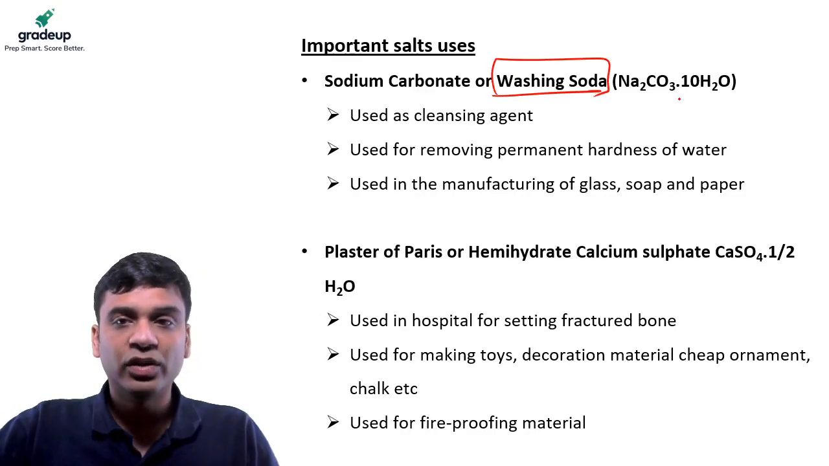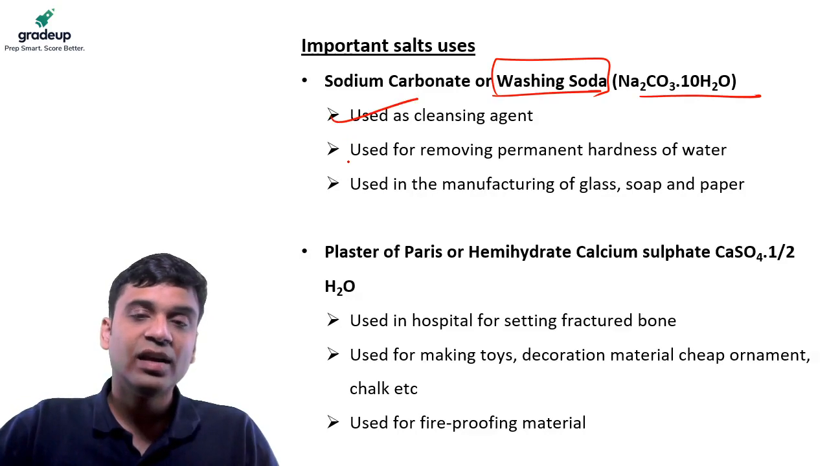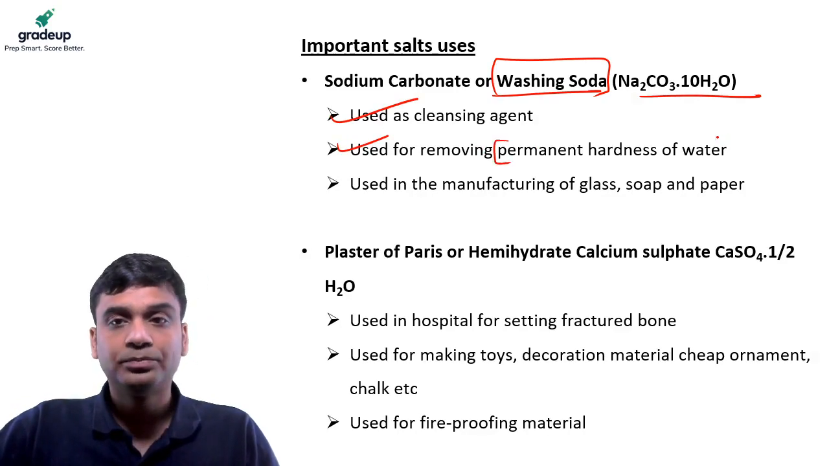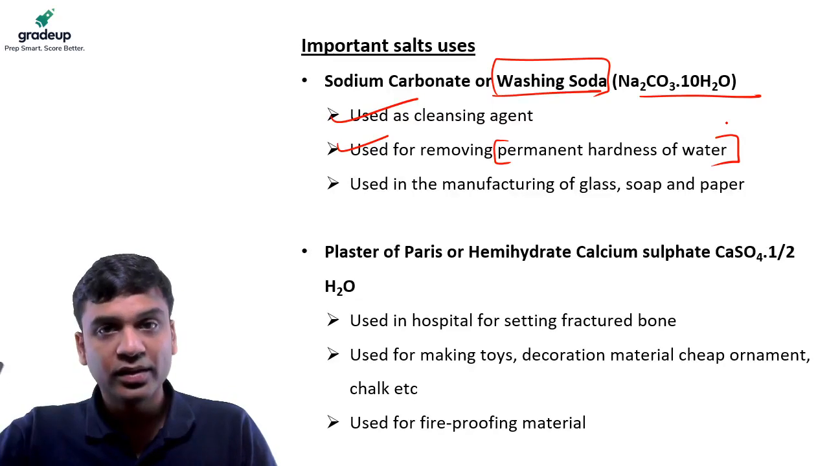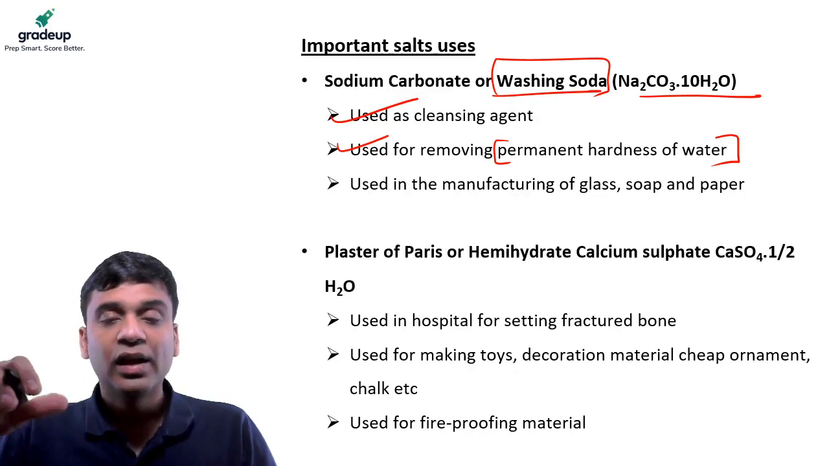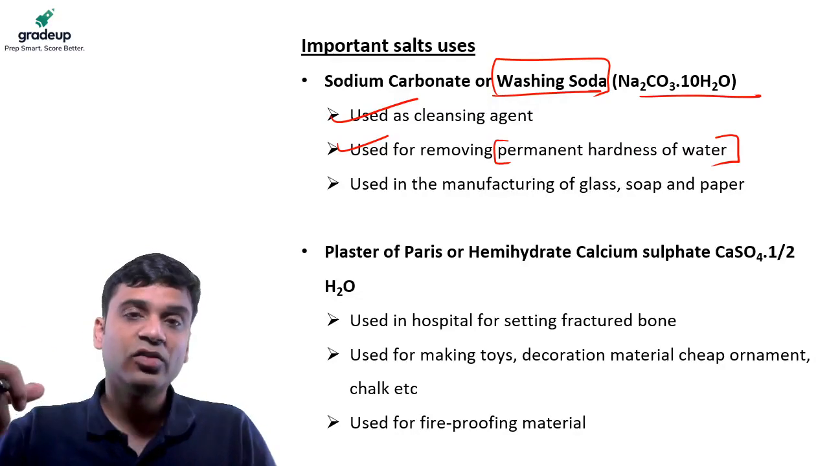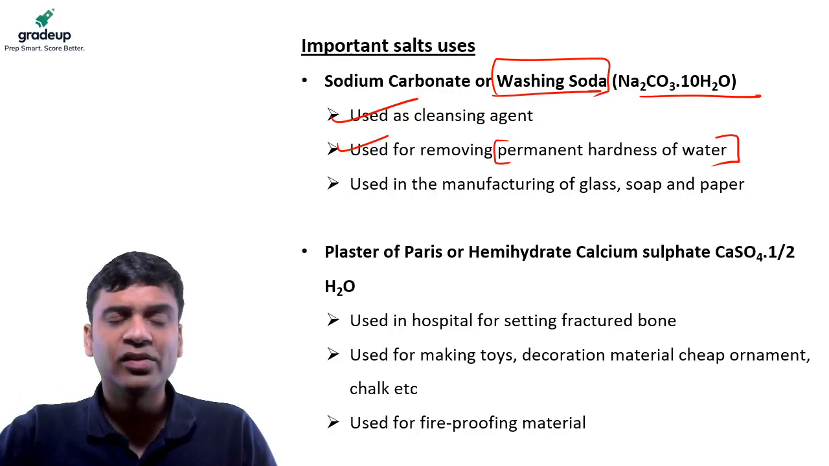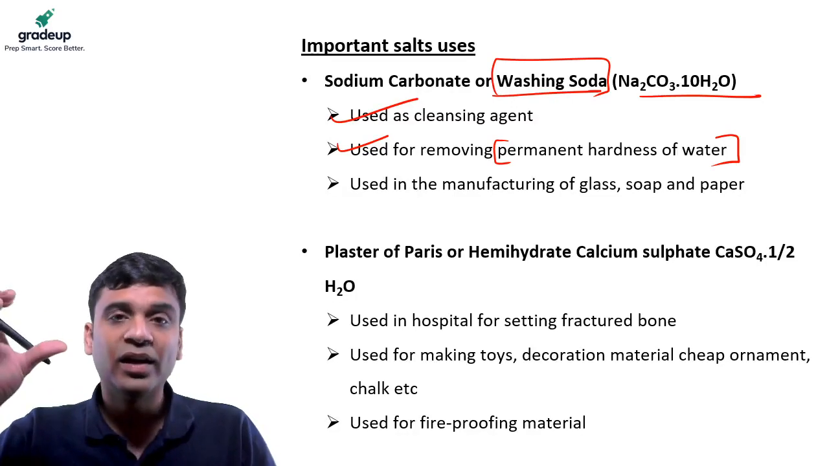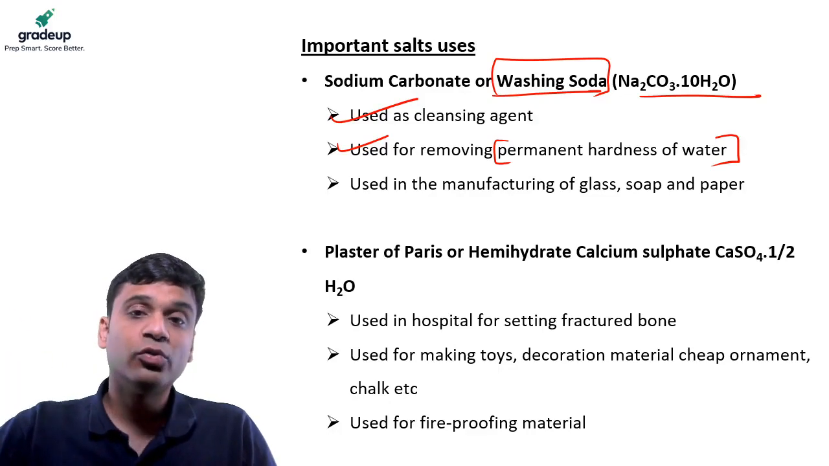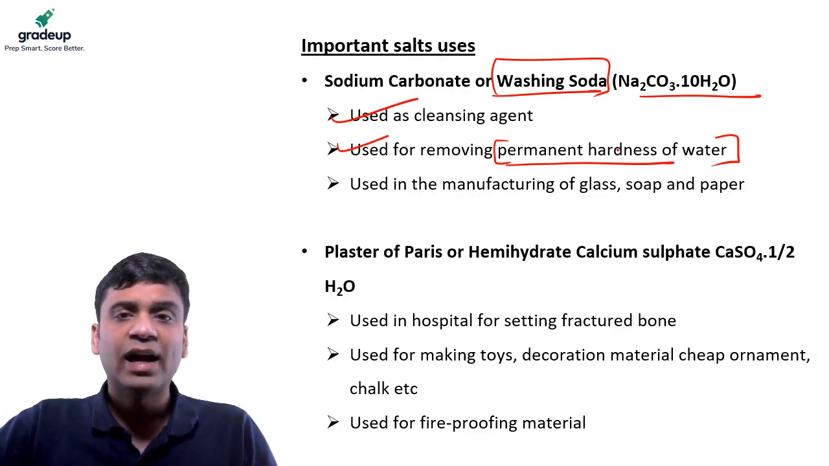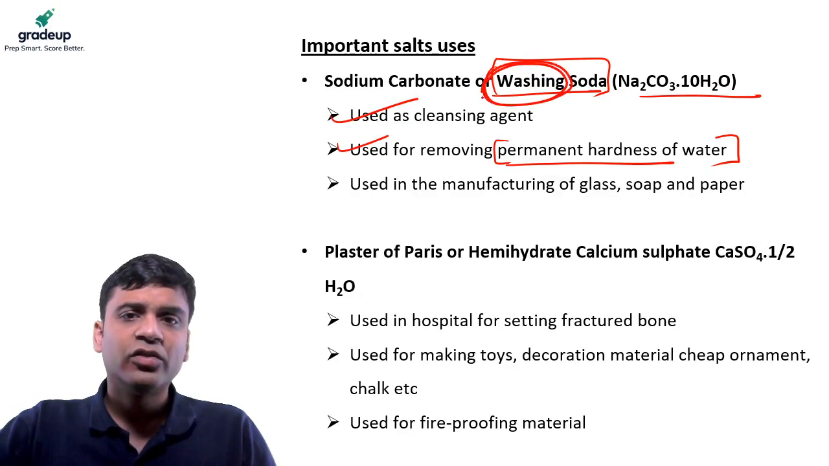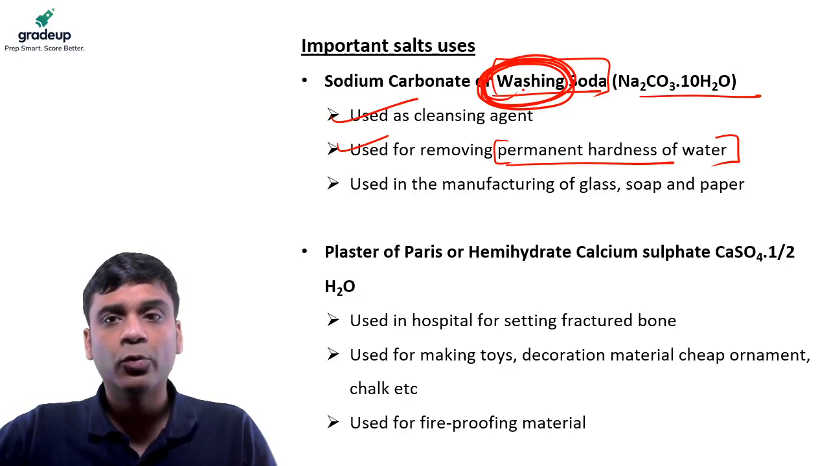Washing soda is Na2CO3.10H2O. It is used as a cleansing agent and it removes the permanent hardness in water. Okay, detergents are also useful in hard water, but if you want to remove the hardness of water, in water we have two types of hardness. One is carbonate hardness and the other is non-carbonate hardness. Carbonate hardness is a temporary hardness which you can remove by just boiling. But non-carbonate hardness is more persistent. For that we use washing soda. It will remove the hardness. And from the name itself you should know, washing. So you're using it for washing, which means it is used for removing the hardness.